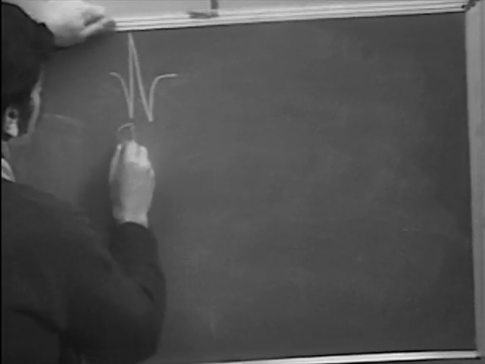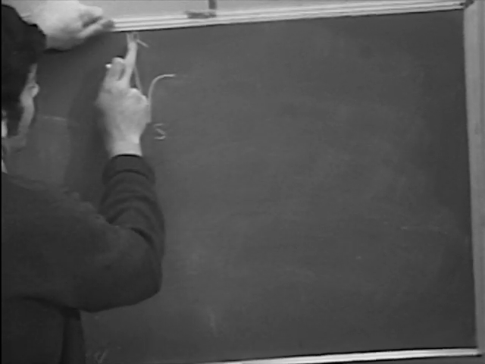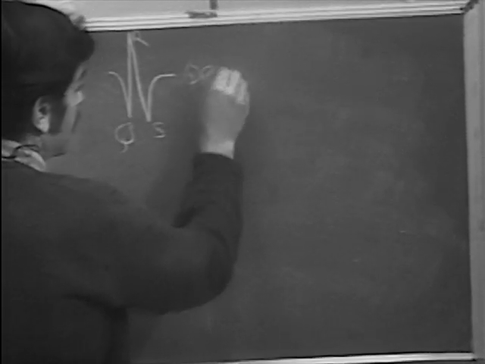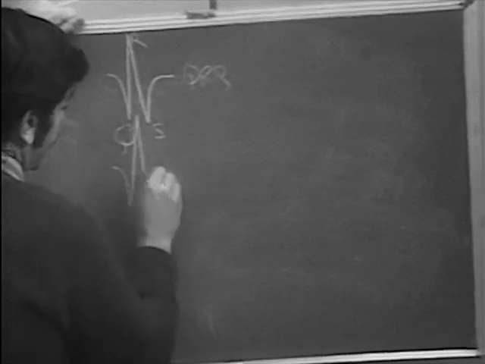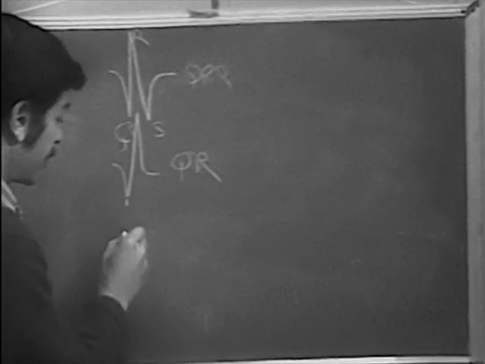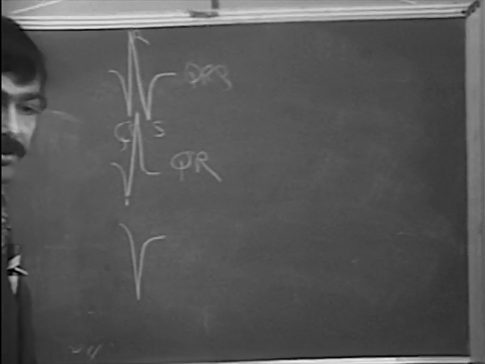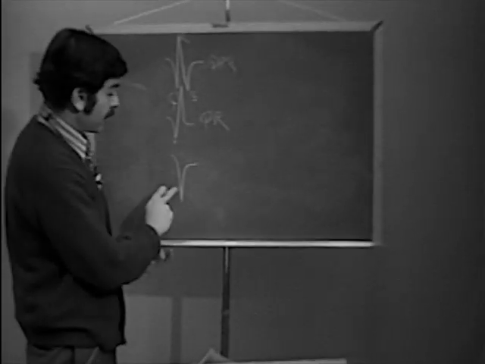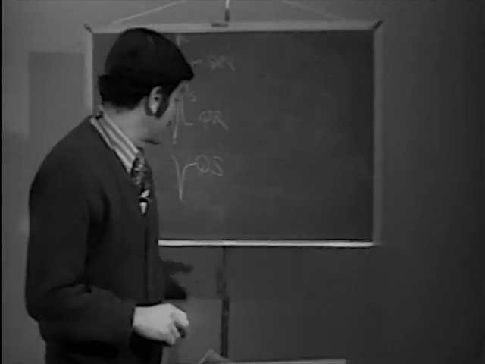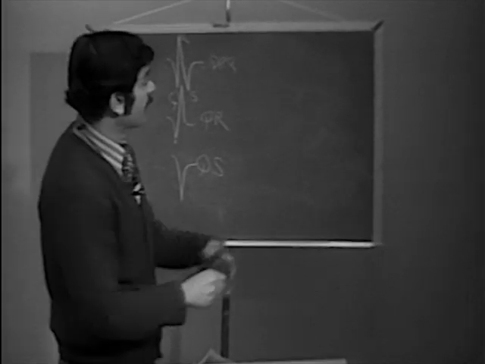We call this a QRS. The first negative deflection is a Q. The first positive deflection is an R. The second negative deflection is an S. So that would be a QRS complex. If we just have a Q and then a positive, this would be a QR. Fairly logical, but then we have this one here, and this isn't completely logical, but it's called a QS complex. I didn't invent the name, but that's the way it is.